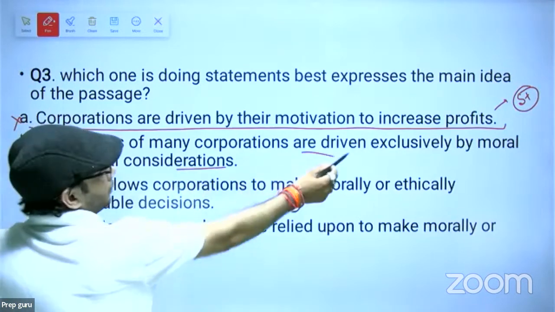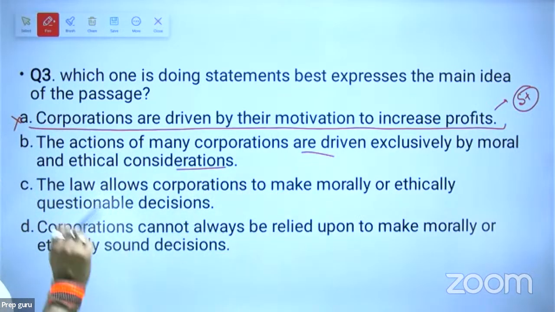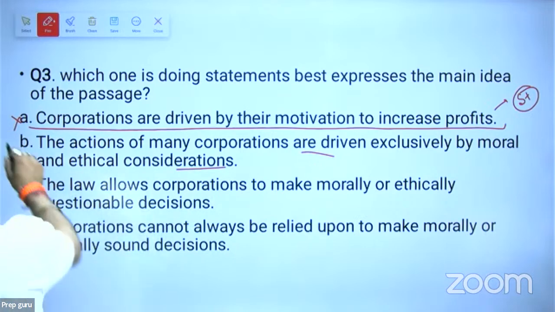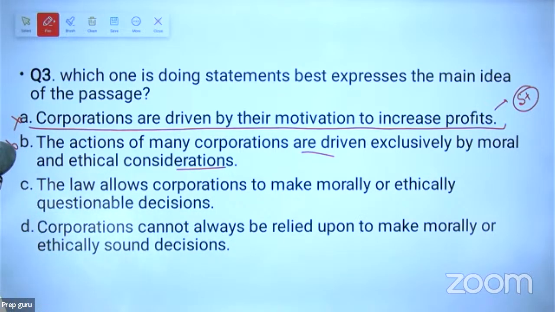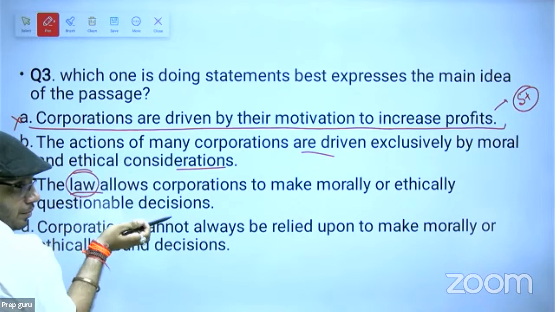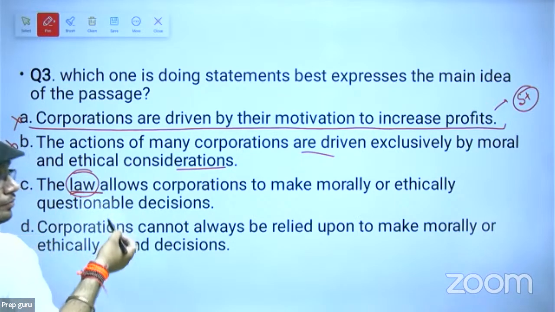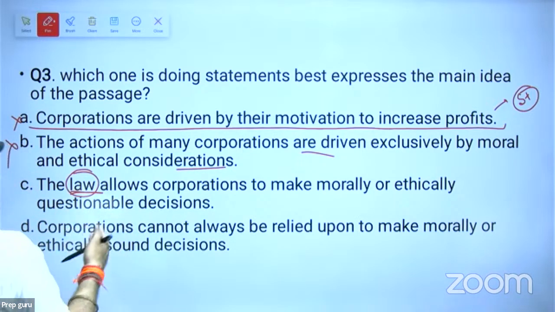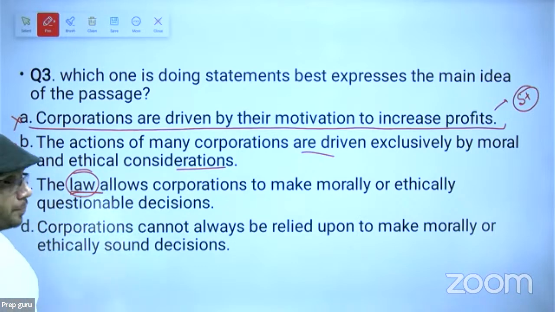This is saying the opposite. Are they taking only moral and ethical decisions? No. The law allows corporations to make morally or ethically questionable decisions. Now what? It is only about law, not covering the first and the last part. If an option doesn't cover the whole passage and mentions only specific information from the middle part, that would not be the answer for the central idea. D. Corporations cannot always be relied upon to make morally or ethically sound decisions.